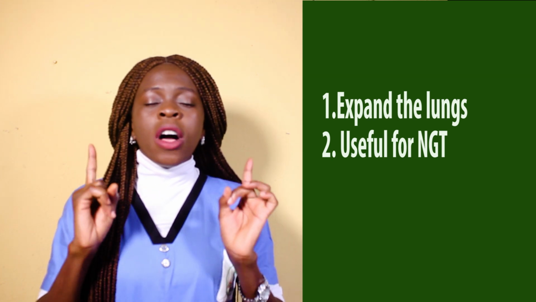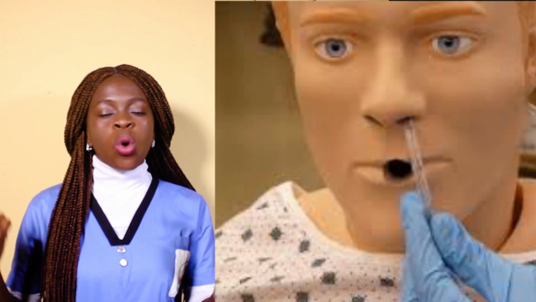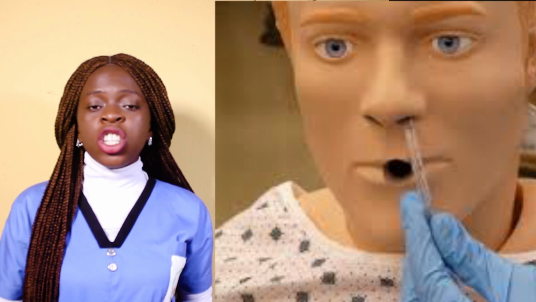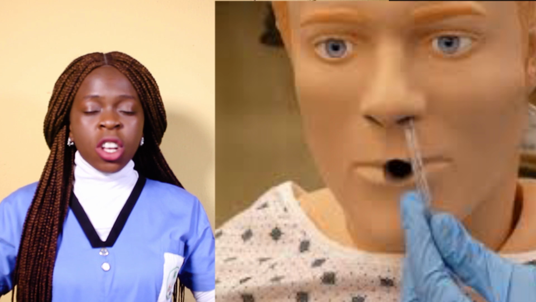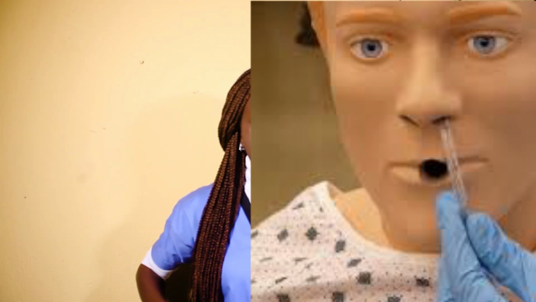Also, Fowler's position is used when we want to give our patients an NG tube, that is your nasogastric tube. You know, an NG tube is a type of tube through which the patient is being fed. So when you want to insert the NG tube, you use what? You use the Fowler's position.